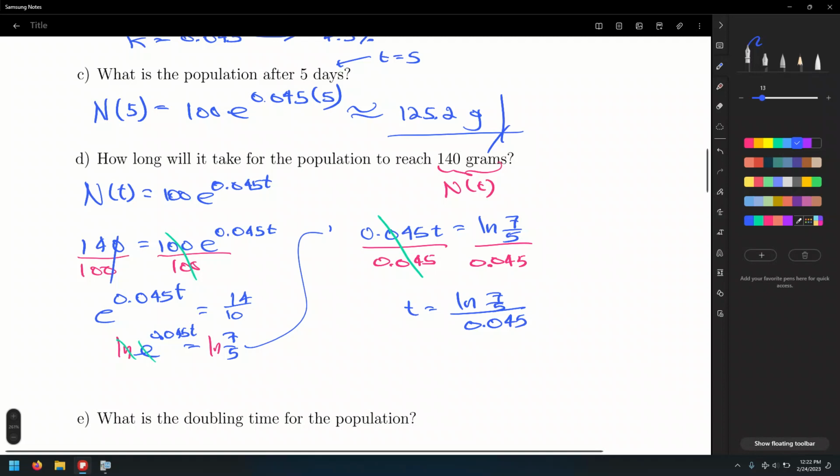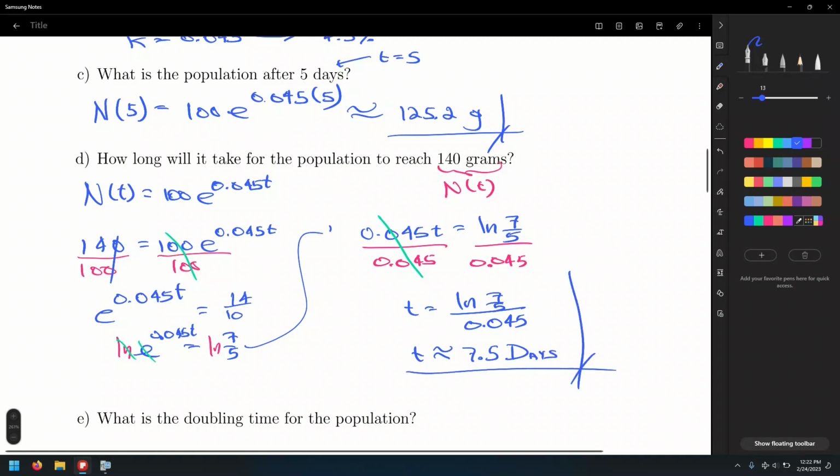But again, in this case, we want to have an idea of how many days. That number doesn't tell me anything about the time it takes for the population to become 140 grams. So in this case, I need the graphing calculator to get the result for us. So that's going to be after about 7.5 days.